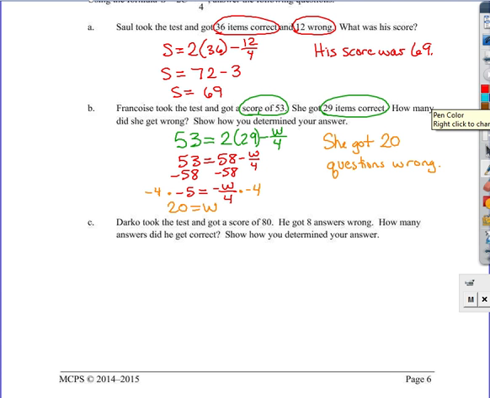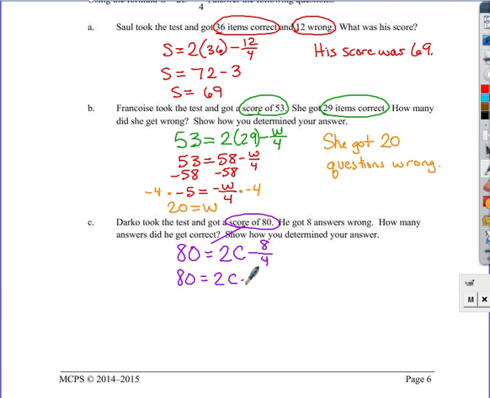Last one, Darko took the test and got a score of 80. So we know his score is 80. He got 8 answers wrong. So we don't know how many he got correct, but he got 8 answers wrong. So I'm plugging those into the equation. So I'm going to solve 80 equals 2C minus 2.